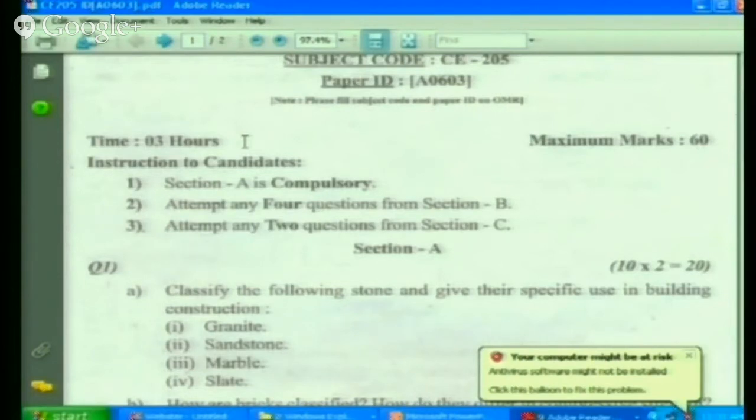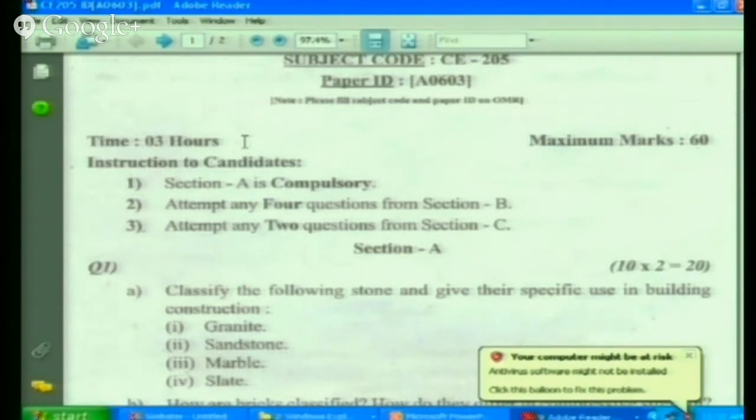Now instruction to candidates. Is it instruction or instructions? Instructions, yes. It is more than one, so it has to be. So there is some grammatical mistake. Instruction to candidates, or we could write instructions. Simply to candidates, there is no need to write this at all. We can avoid writing this.